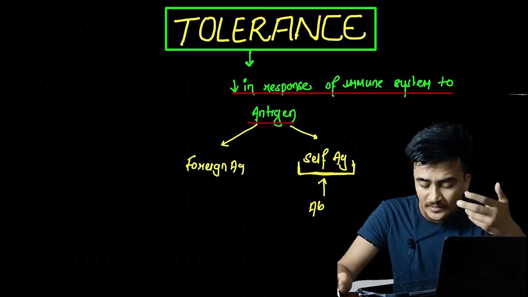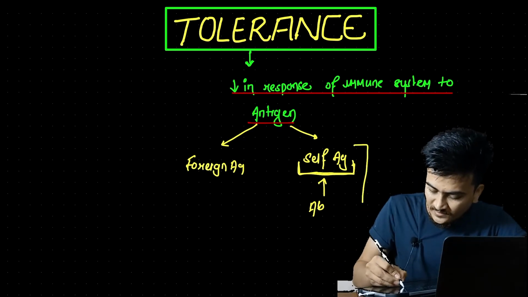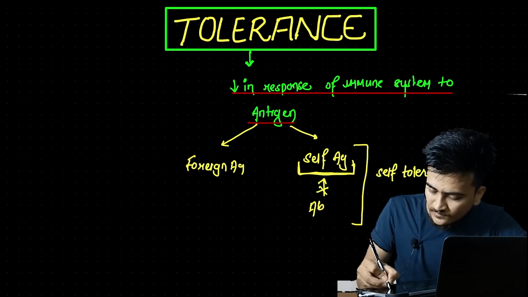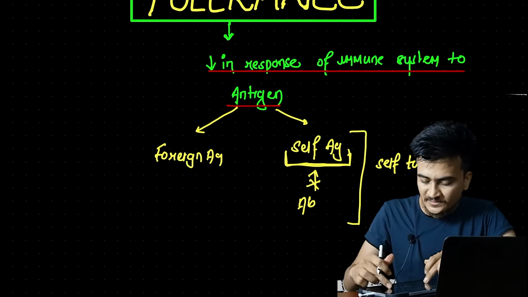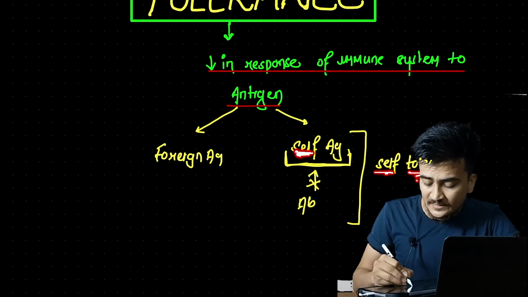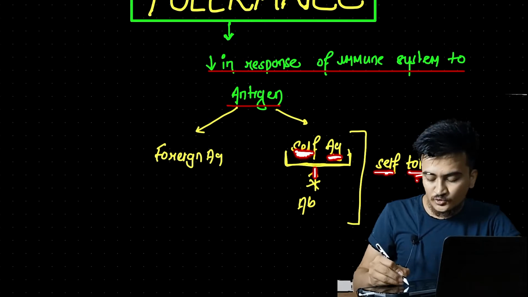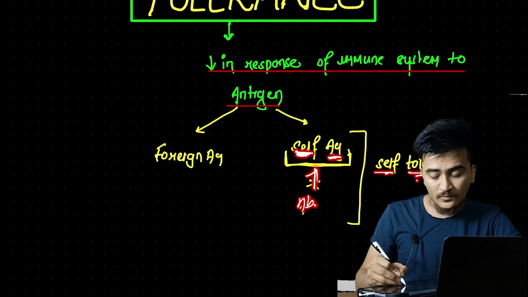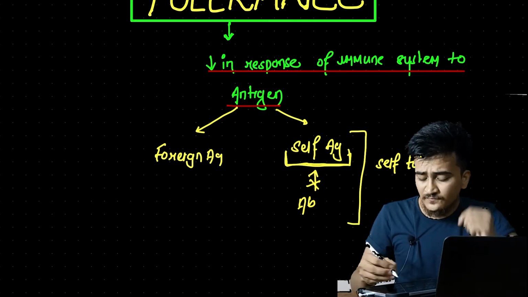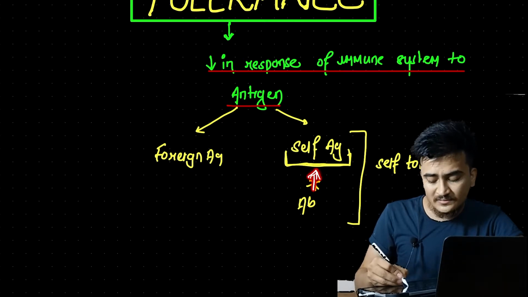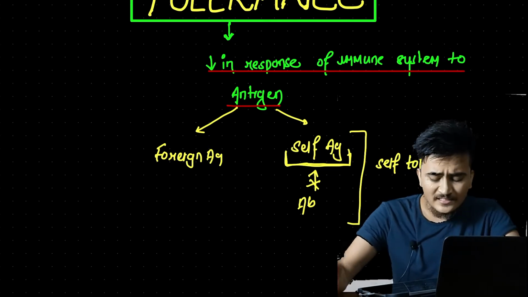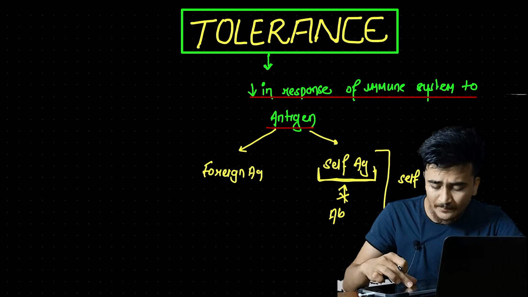That means we need self tolerance, right? And preventing this is called self tolerance. Let me repeat it again: here we are talking about self tolerance. That means we are preventing our self antigen from being attacked by the antibodies produced in our own body. If there is disturbance in this mechanism, there will be several complications like autoimmune diseases. So we have known a little bit about tolerance.